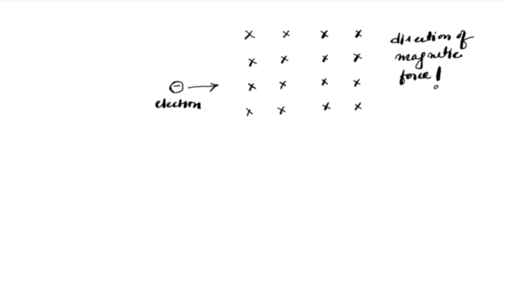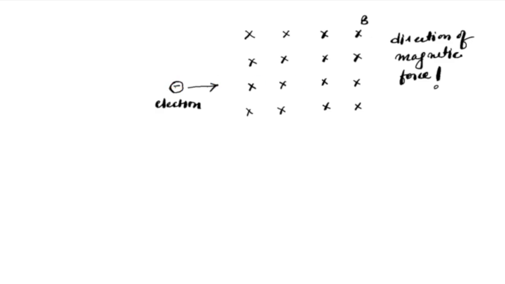See this question now. In this question, what has been asked is that there is an electron moving towards the right side and entering a region where a magnetic field is present. This is the magnetic field, and the direction is shown by crosses. What that means is that the magnetic field is into the page. Now they are asking what will be the direction of the magnetic force.